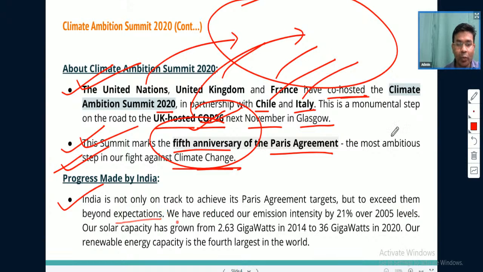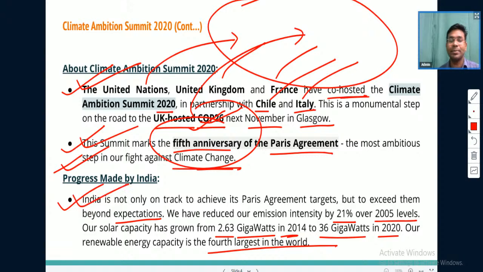We have reduced our emission intensity by 21% over the 2005 levels. Our solar capacity has grown from 2.63 gigawatts in 2014 to 36 gigawatts in 2020. So our renewable energy capacity is the fourth largest in the world. These are the progresses made by India that were highlighted by the Prime Minister.